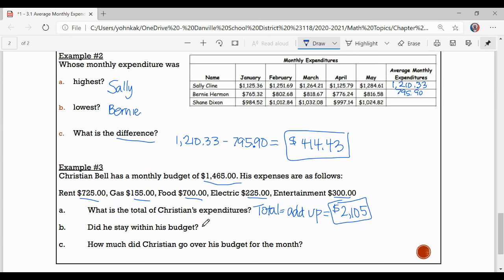Did he stay within his budget? Well, his budget was $1,465, but he spent $2,105. So no, he spent more. So how much did Christian go over his budget for the month? Well, I can take how much he spent, 2,105, and I can subtract how much he was budgeted, 1,465. And if I do that, I get $640. Christian needs to calm down. He doesn't have that much money.